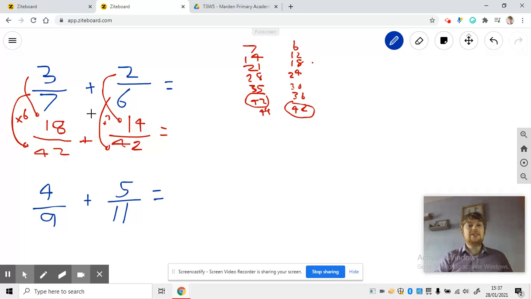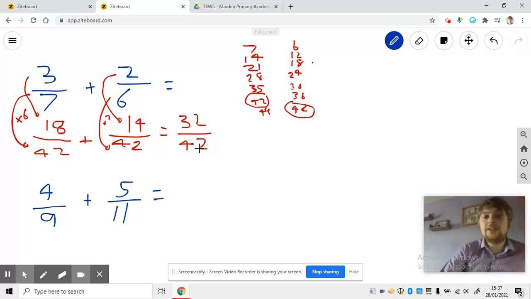I can then do 18 42s add 14 42s, which gives me 18 add 14 as 32, and then my 42s remain the same. It's 32 42s. Now obviously in this type of question you can see with an even numerator and even denominator, some of you, if not all of you, potentially want to have a go at simplifying that down into its simplest form.